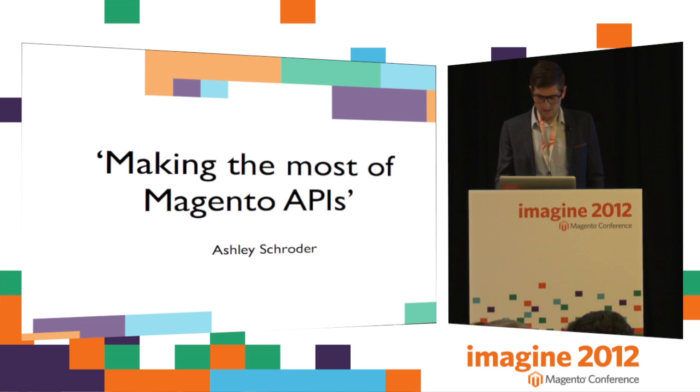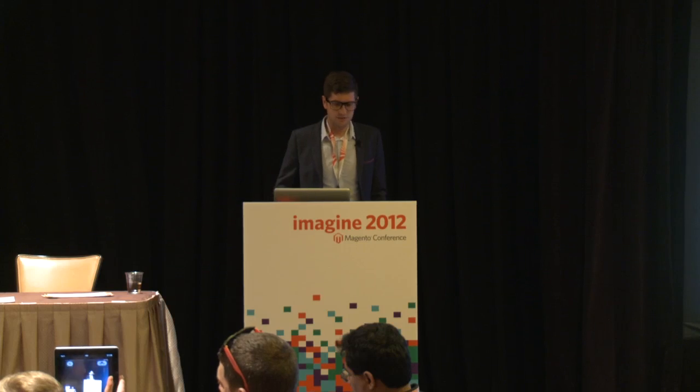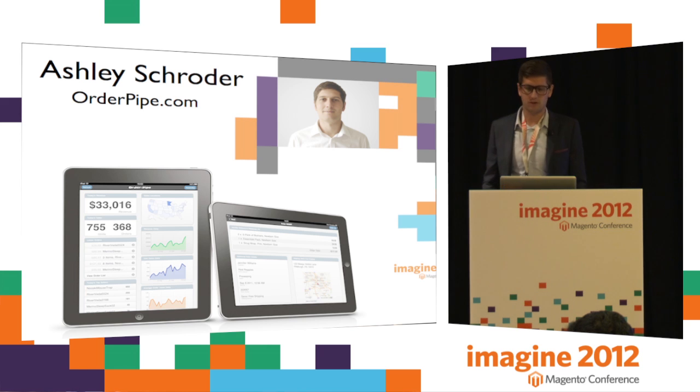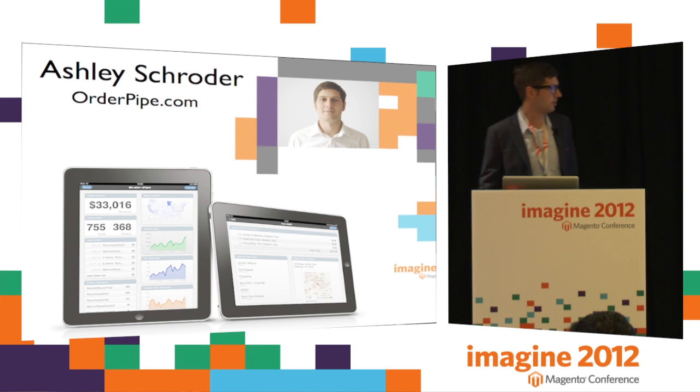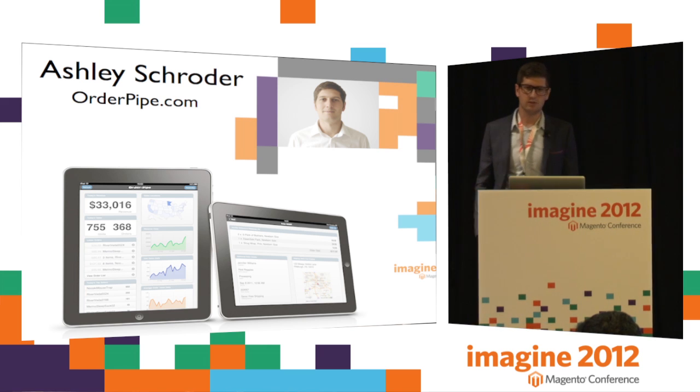So today I'm going to be talking about making the most of Magento APIs. Just before we begin, I thought I should introduce myself. My name is Schroeder. I have a blog at aschroeder.com, and I've been leading the development of a service called orderpipe.com. Orderpipe is a mobile sales dashboard for multi-channel e-commerce.